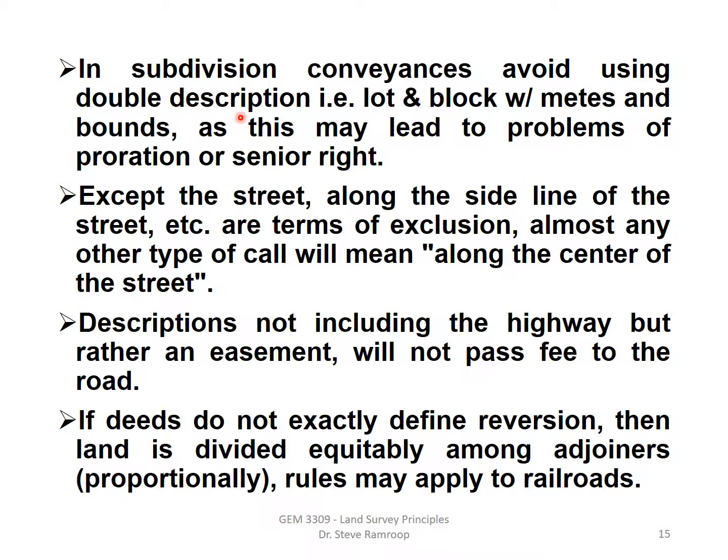Which one is correct? That is lot and block with metes and bounds, as this may lead to problems of proration or senior right. If there are inconsistencies between the descriptions of this one tract of land, multiple descriptions, then the judge will revert back to senior right.